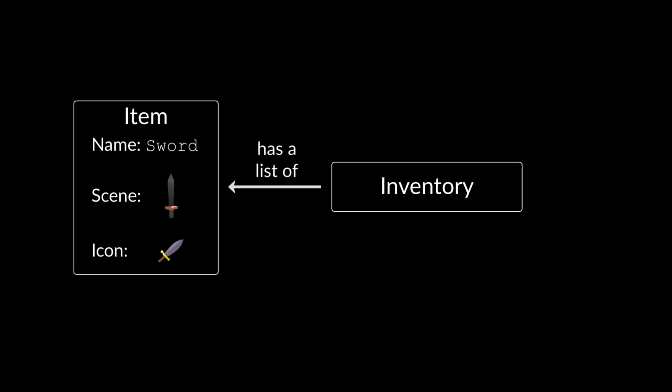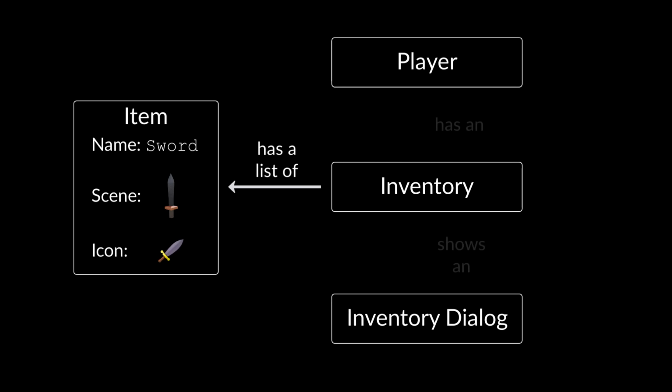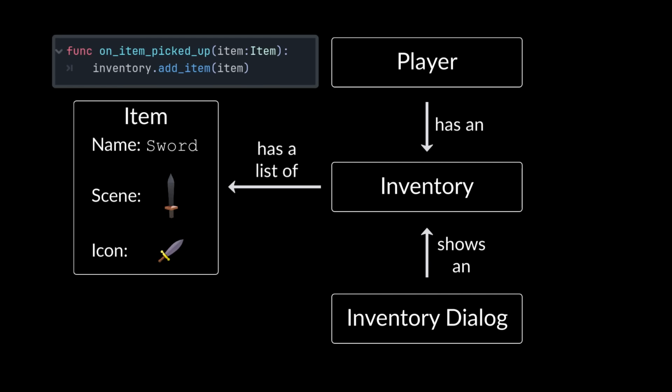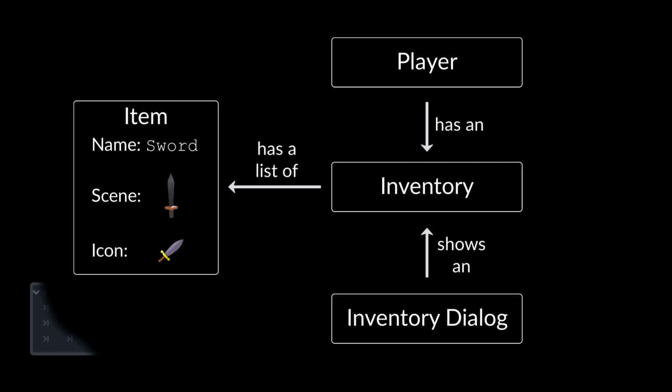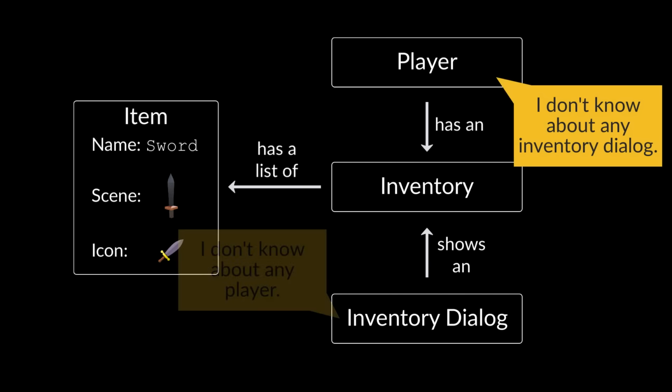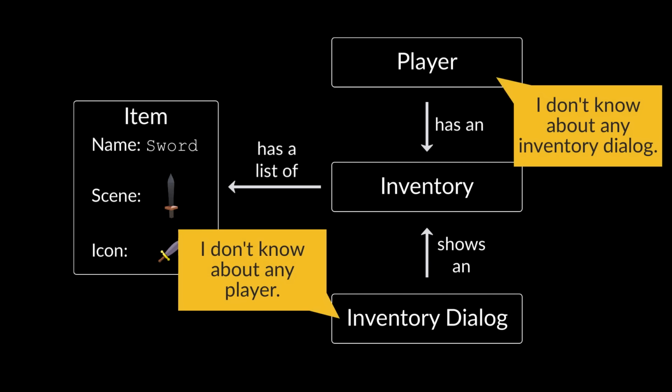And because we have these data models, the rest of our game code becomes really simple. Adding an item to the inventory is one line of code in the player script. Showing the inventory items in a dialog is 4 lines of code in the inventory dialog. And because we can simply give the data model to any component, each component only needs to know about the data model, but is independent from other components. And this helps keeping our game manageable.